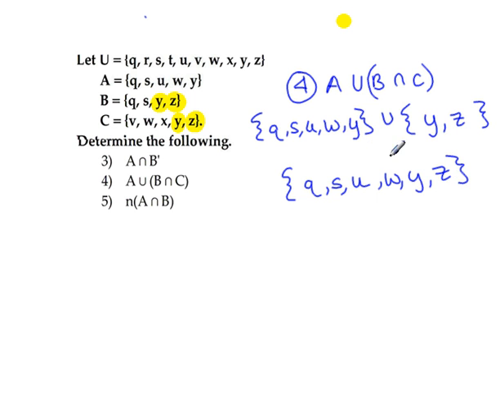And you're not going to repeat any of those in your listing, even though both sets include a Y. You won't write Y more than once. It's only represented as one element.